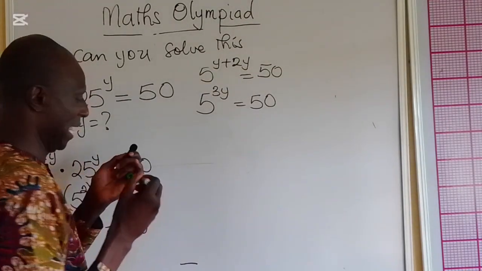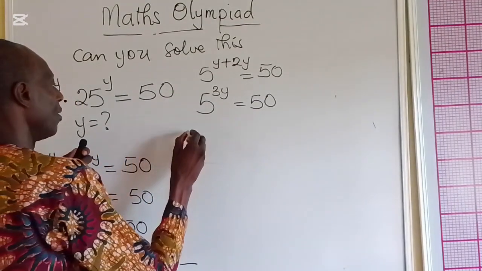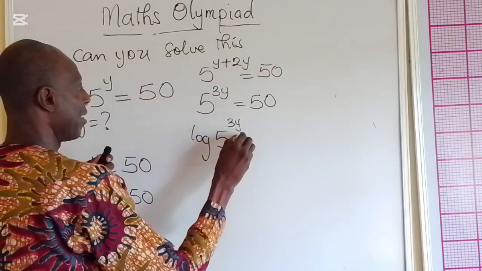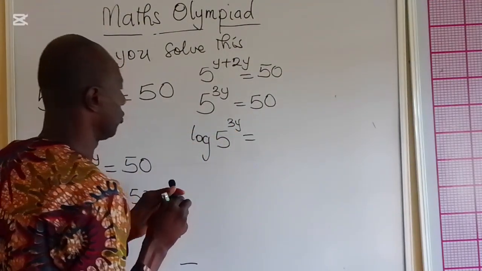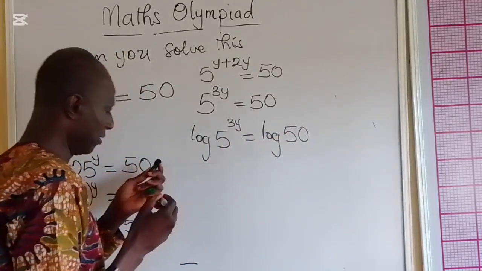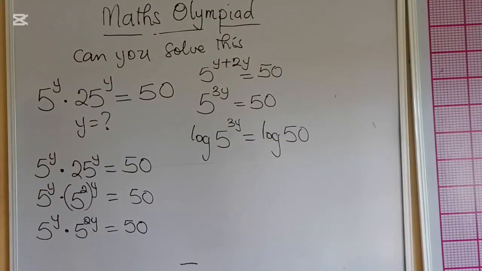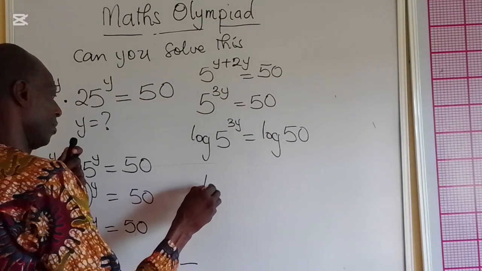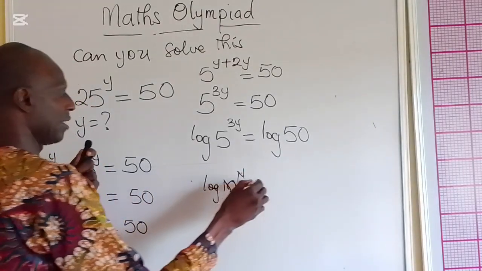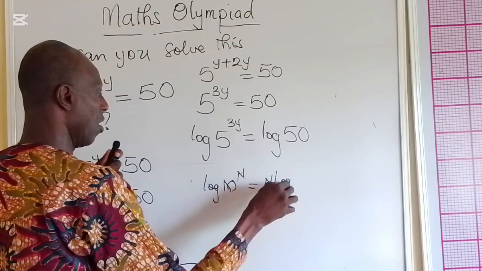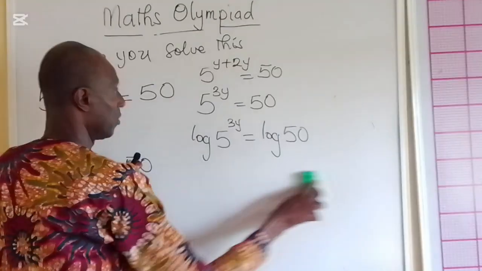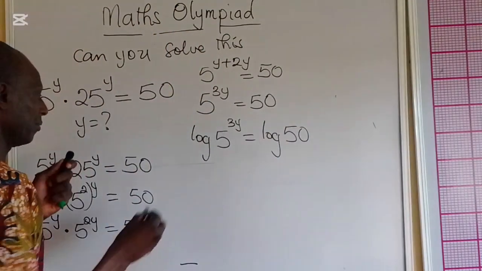Now, if you take the log, you can say ln, or you can say log. Log 5 raised to power 3y is equal to log 50. And take note of the power law of logarithm: log a raised to power n, the power will come down, is n log a. So this will come down. That will not come down.